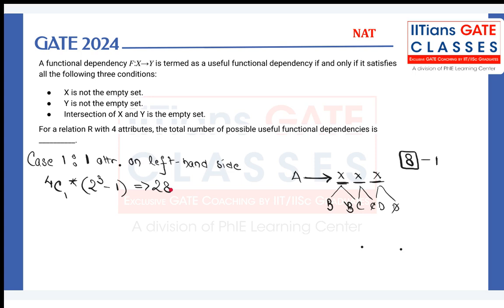How about case 2? Case 2 could be that there are 2 attributes on the left hand side. So sorry, I'll write LHS, don't want to waste time. So on the left hand side, out of 4 attributes, you can choose 2 attributes in how many ways? 4C2, perfect, right?